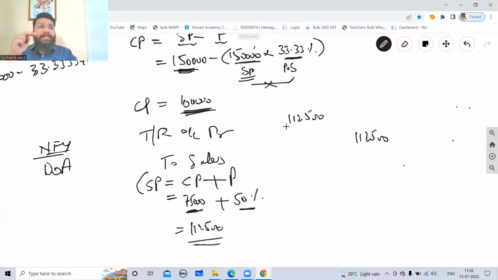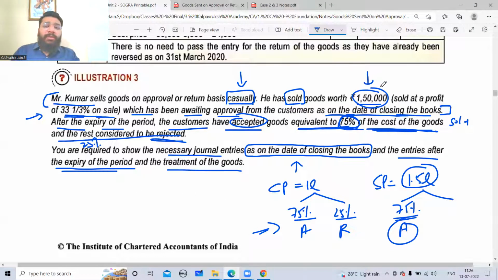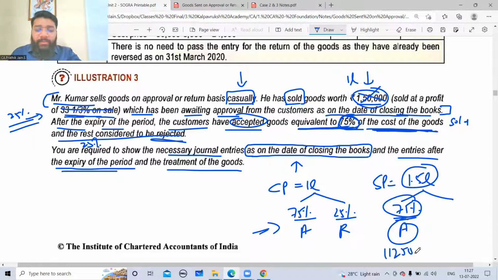Now, see, for example, let's say the same question, exactly the same, comes in your exam. But instead of the selling price, they're giving the cost price 1 lakh and profit on cost 25%. This is the only change. Still, you should be in a position to do it. So from that point of view, I'm teaching. Are you able to follow? So 75% of this 1.5 lakhs, if you take, you'll get the same 1,12,500 only.